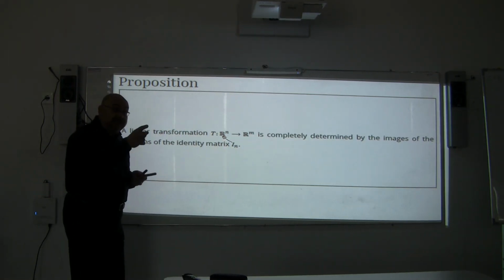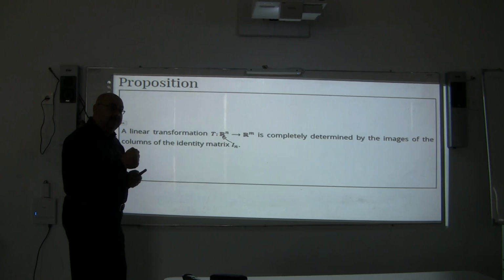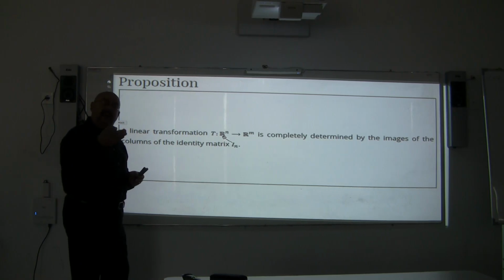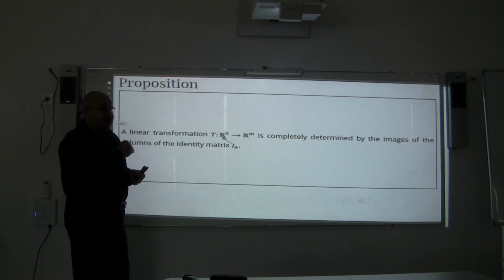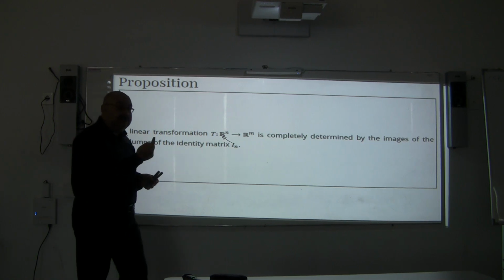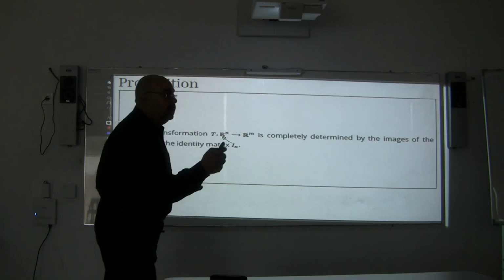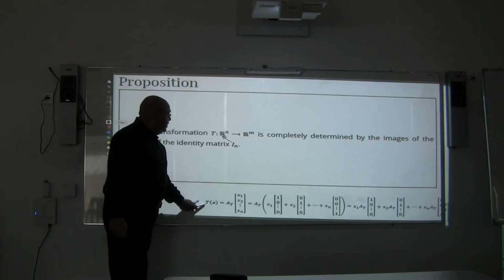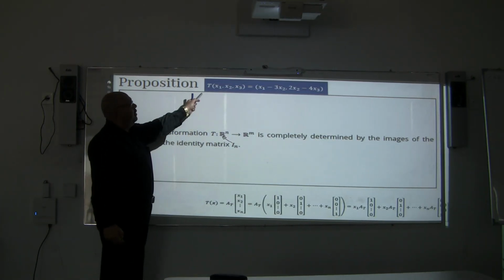And this is what we did in the previous problem. Okay? We completely defined the transformation by the columns of an identity matrix relative to the input. Okay, I will do it with you. See, that's the definition. Okay, do you remember this problem?